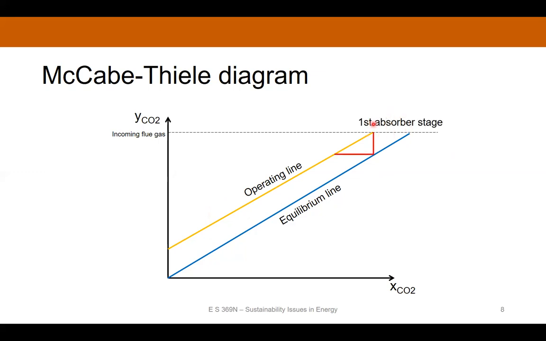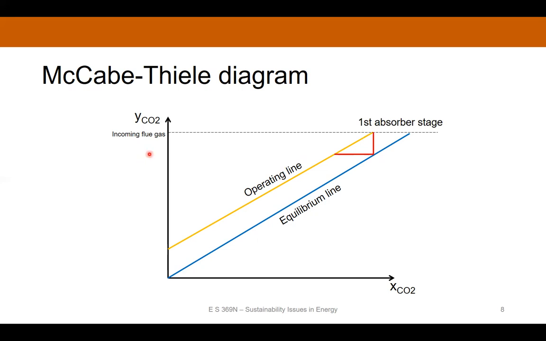So we can draw what these stages do just as a series of vertical and horizontal lines. In the first absorber stage, we're starting at the incoming flue gas, and we will absorb the amount of CO2 out of that gas stream to get us down to the equilibrium line. Now, we can't absorb any more CO2, right? Because that's going to violate Henry's law. We'll be out of equilibrium there, okay? So we come down here to this first absorber stage.